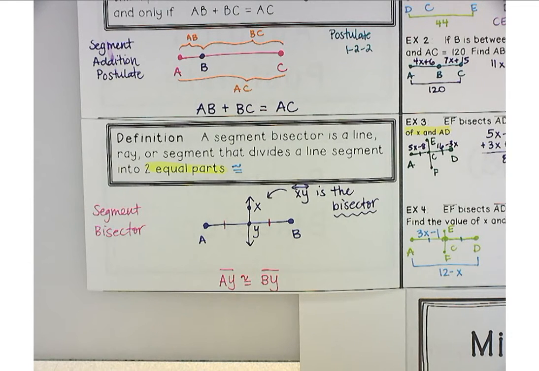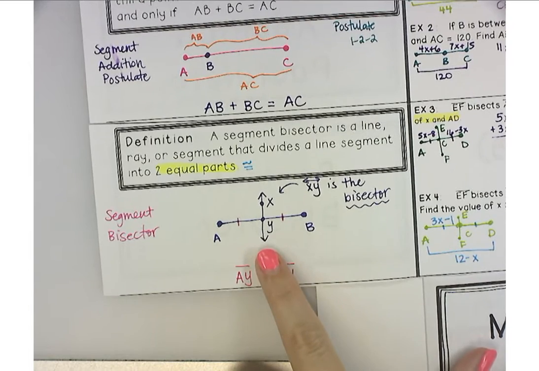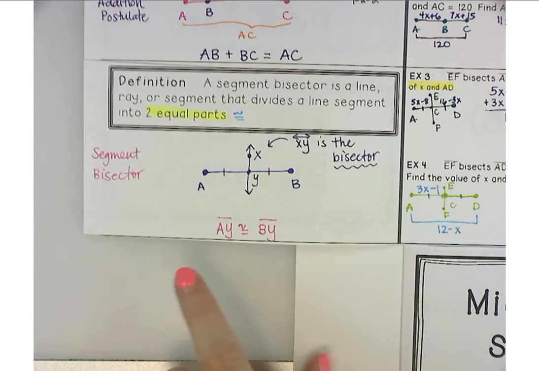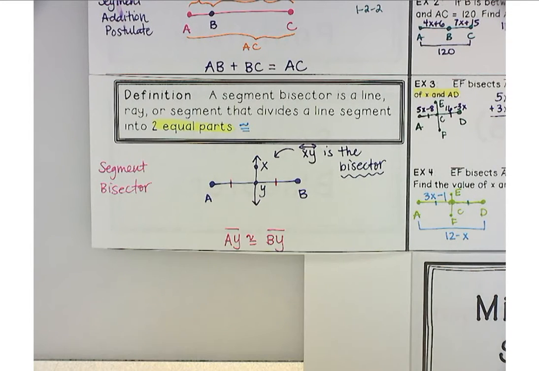Now, in the next two definitions, we're going to have different parts being split up. And for this one, a segment bisector is going to be either a line or a ray or a segment that cuts another segment into two equal parts. And then some things to notice on the drawing. Again, we have those two tick marks, and that shows you just from the drawing that those are going to be congruent. And drawing the line XY, that is your bisector.